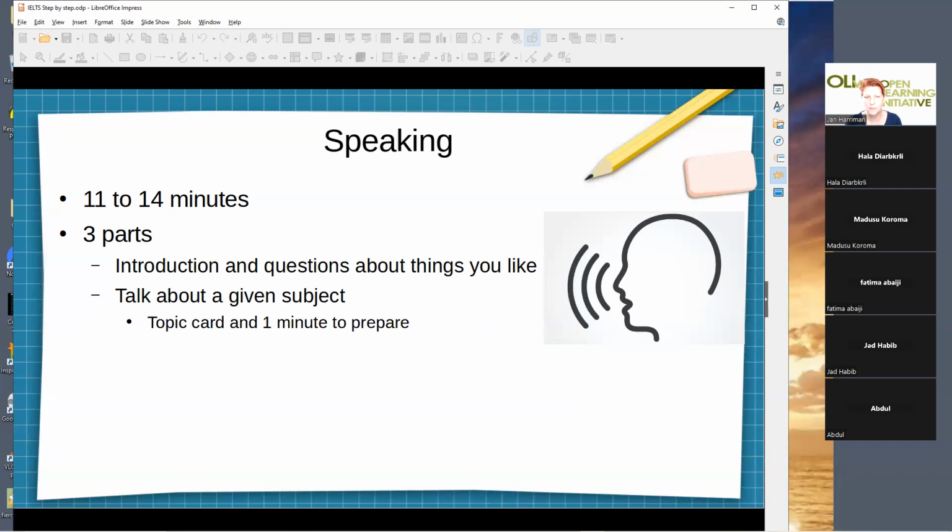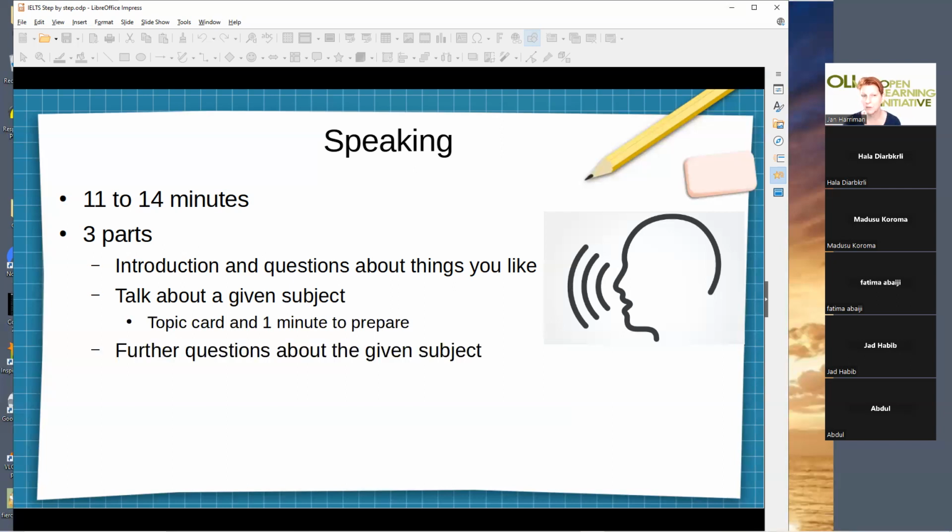You're given a card and a minute to prepare. Once again, just like in the writing, making notes, brainstorming. What are the things I want to talk about? And then put numbers next to them. What order are you going to talk about them in? And that way, if you lose your place, you don't remember what the next thing you meant to say was, you can look down and say, oh yes, number 2 was about this idea, this example. And that way you will be able to keep going. You'll be able to keep talking.